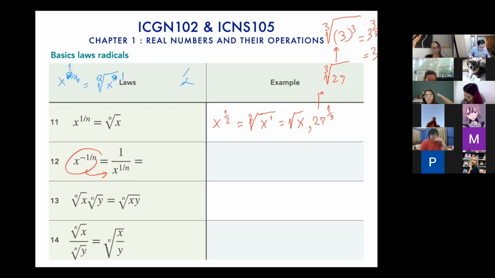I want one of you to help me. Tara, are you here? Oh okay. Tara, can you write this one in the form of the root symbol, in the form of a radical please? How can you write it in the form of the root?